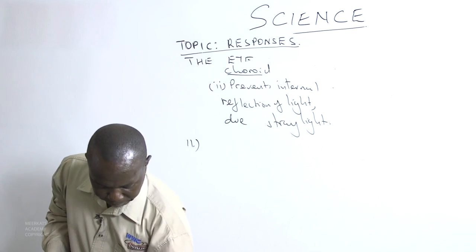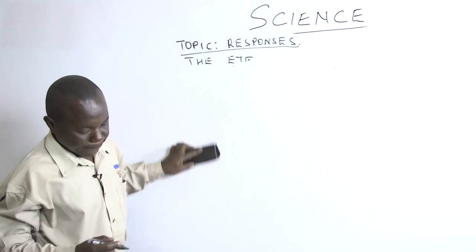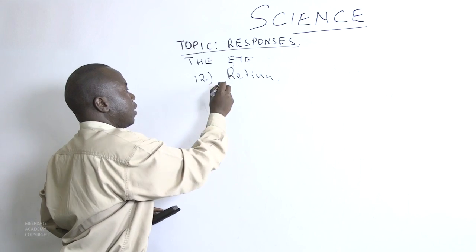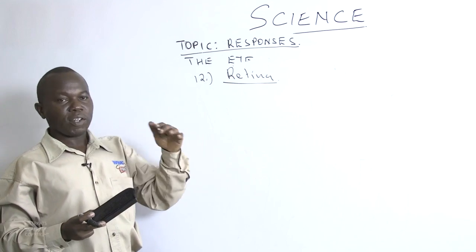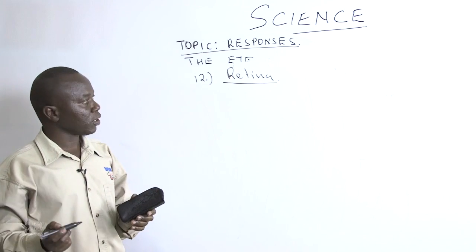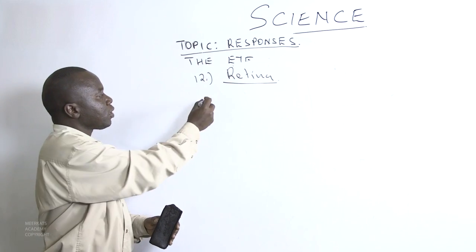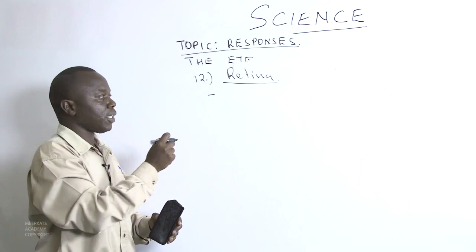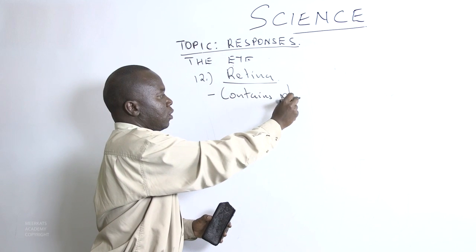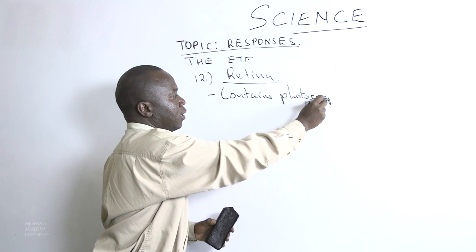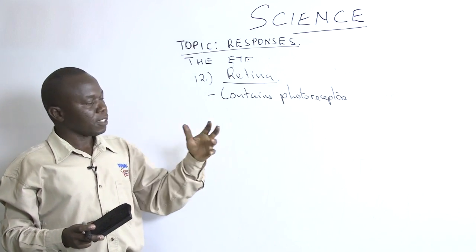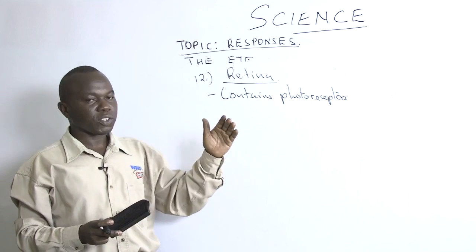Number 12, the retina. Now this is the most important part of the eye. Even if all the other parts of the eye work well, but the retina is not functioning, there will be a problem, because it is the one that contains photoreceptor cells. And because it contains photoreceptor cells, it is the one that is stimulated when light falls onto it.